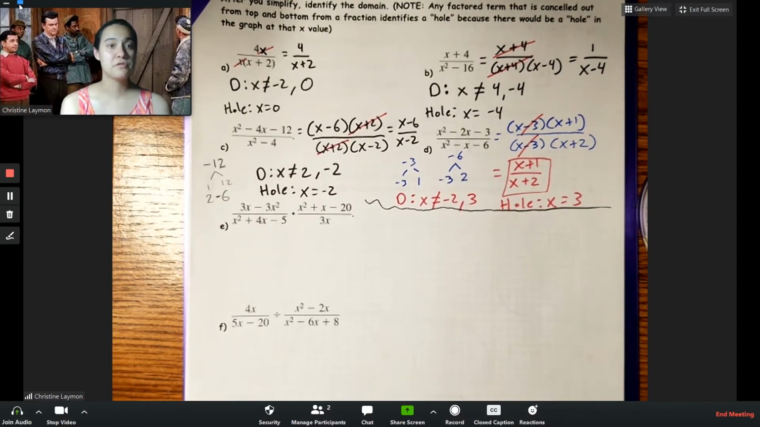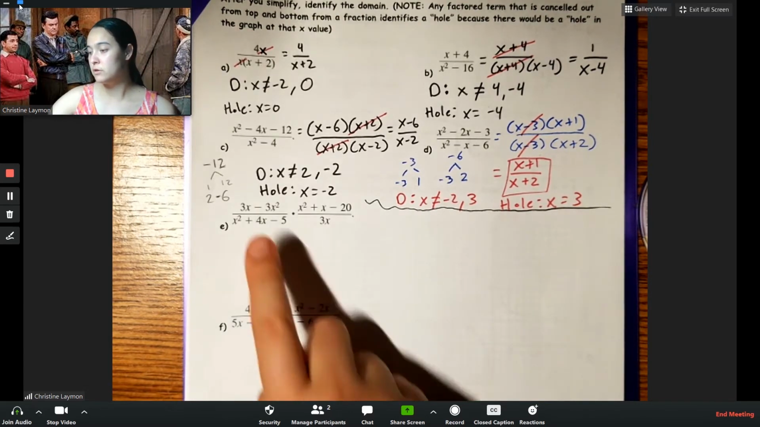Okay, so for E, we have rational functions being multiplied together. We have 3x minus 3x squared over x squared plus 4x minus 5, times x squared plus x minus 20 over 3x. So we're going to want to go ahead and factor the stuff that we can and then see what's going to cancel out.